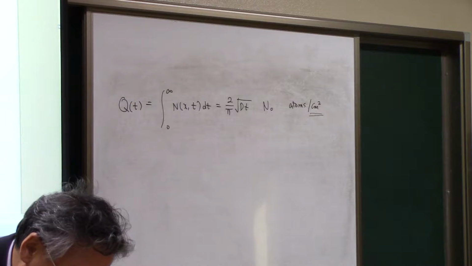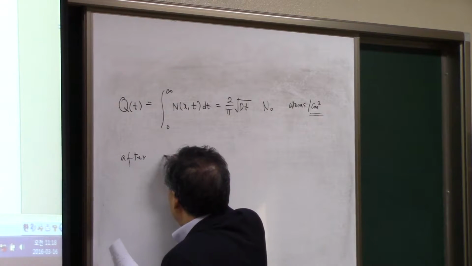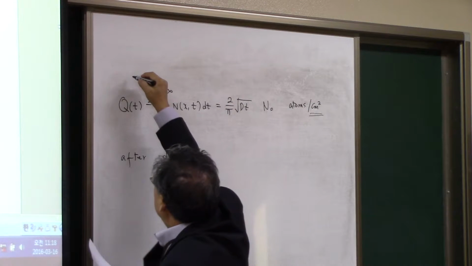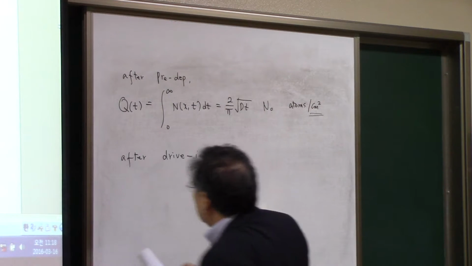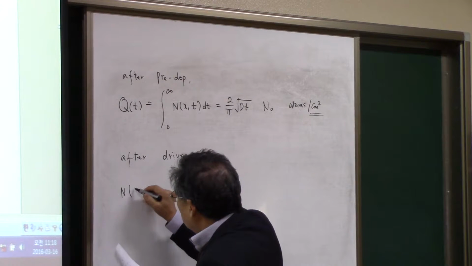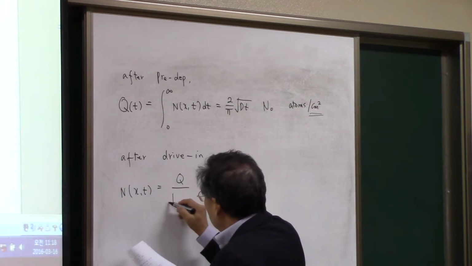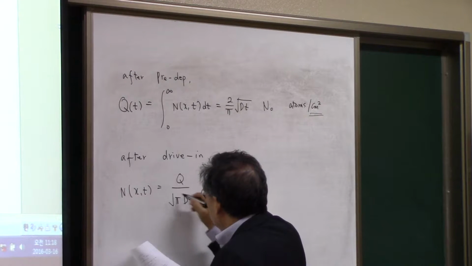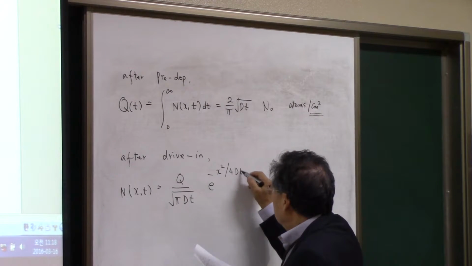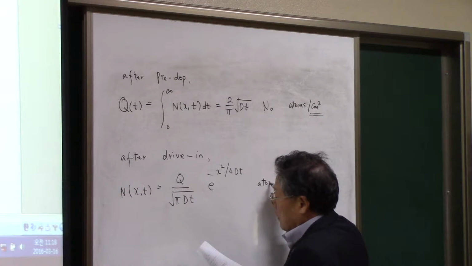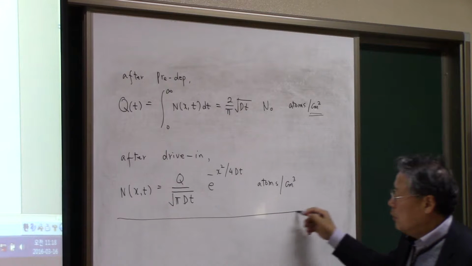Okay, and the important answer that we obtain is after the predeposition, after drive-in, the dopant profile can be represented with the Gaussian, exp of minus x squared over 4Dt, atoms per cubic centimeter. Okay, that is the actual profile, and that will determine the junctions.